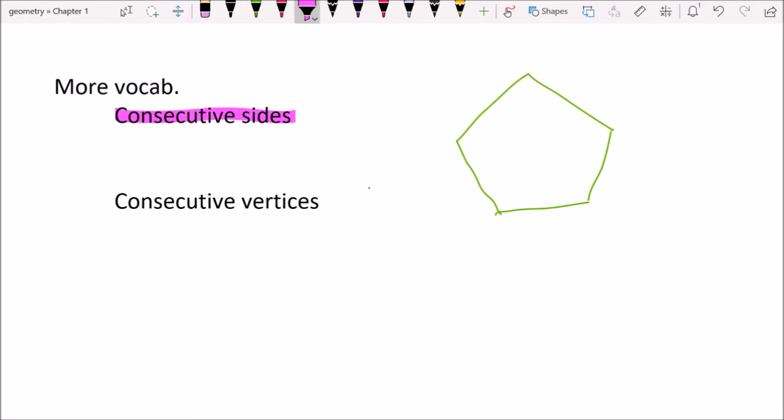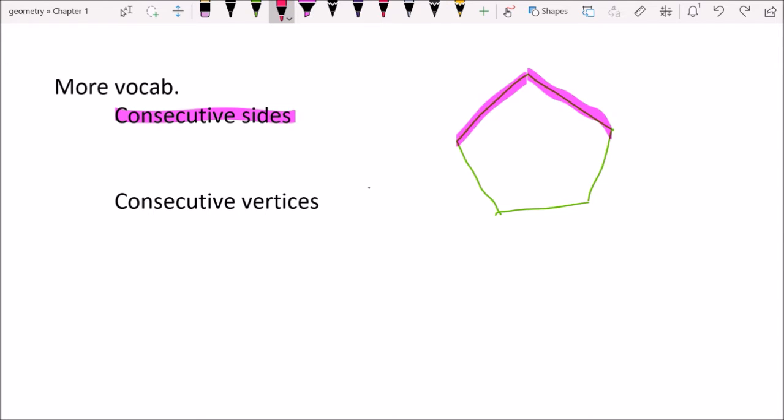So consecutive sides, and I'll color code this with highlighter. Consecutive sides are just ones that are touching. They're next to each other. So these two sides are consecutive sides. This side down here is not consecutive because it's not touching. We skipped over these two sides on the left and right.